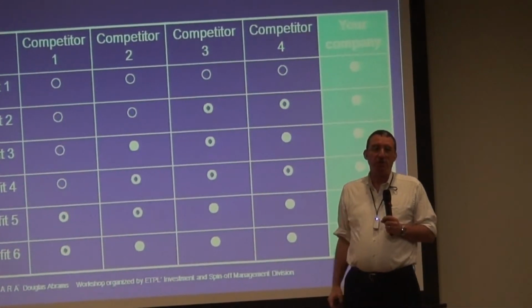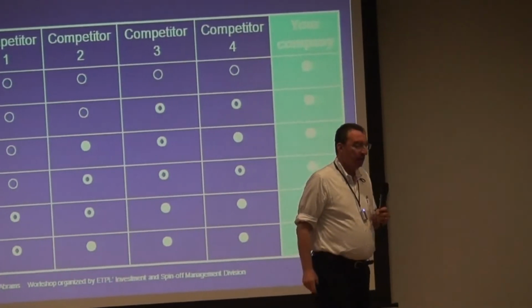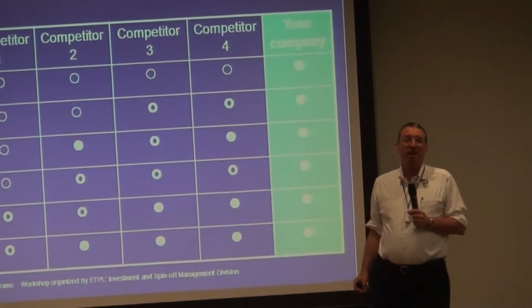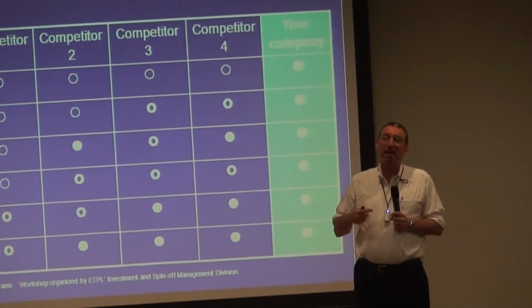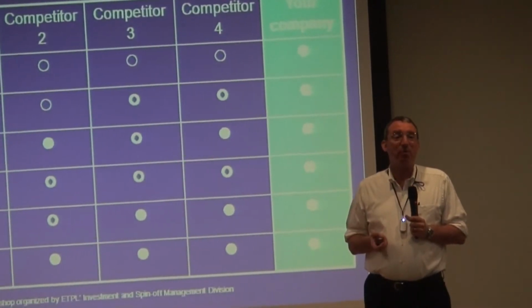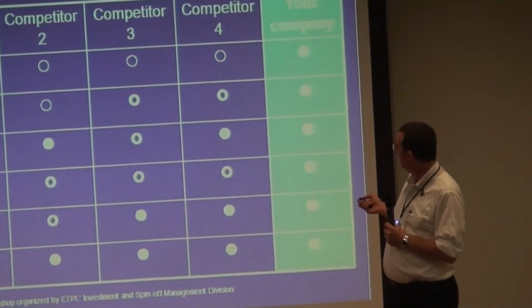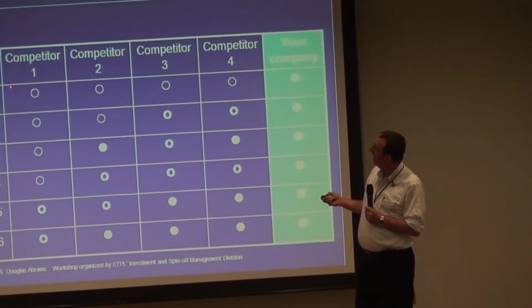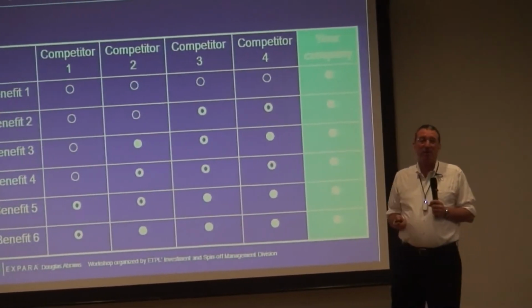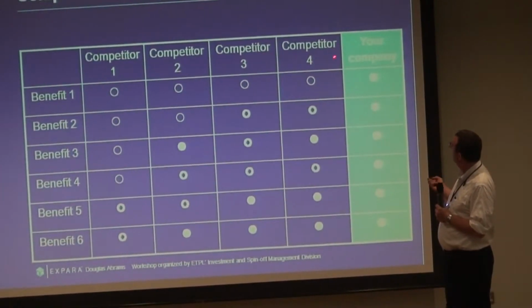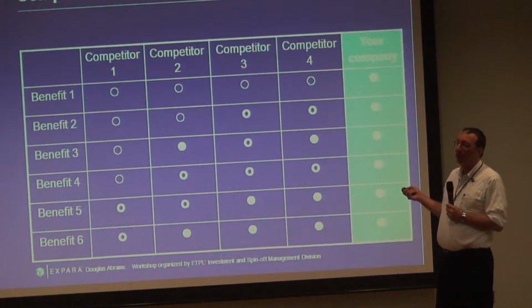In differentiation, we try to understand first and then communicate how our product is better than competitor products on dimensions that are important to our customers. So for example, in this diagram, we would have listed, in this case, 6 benefits of our product. And we would look at 5 companies, ourselves plus 4 competitors.